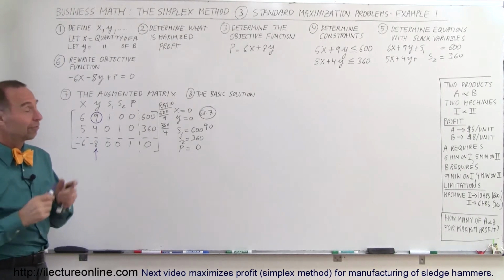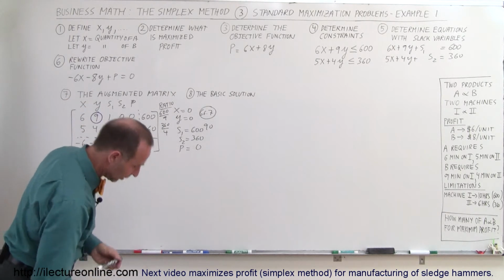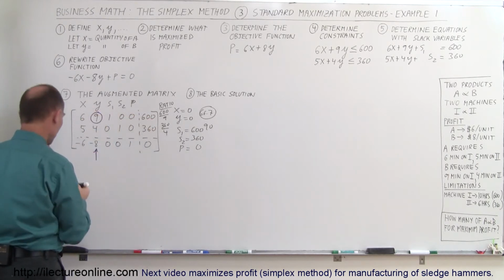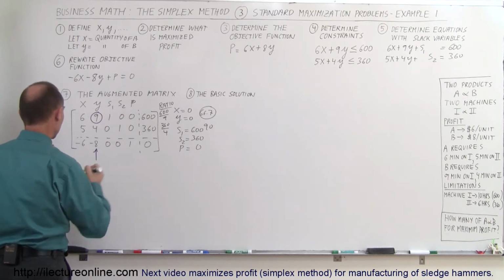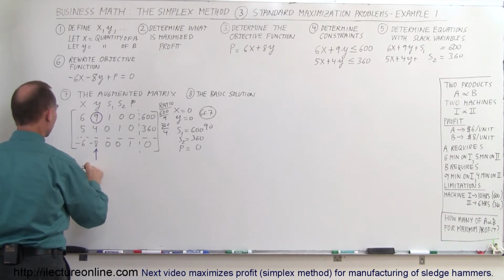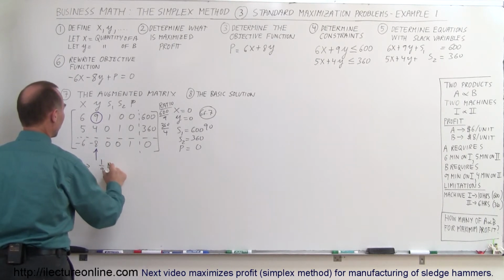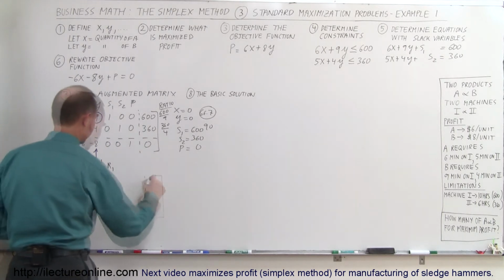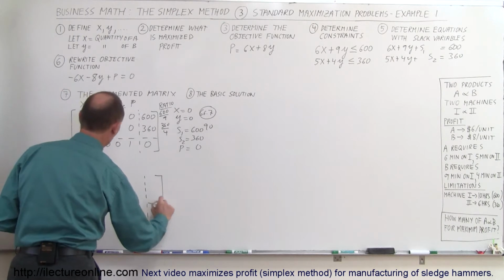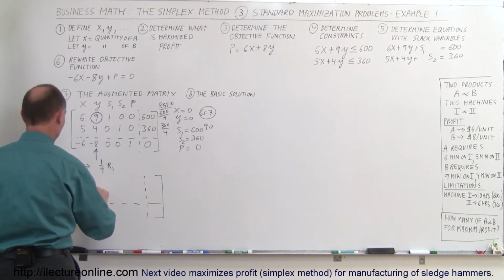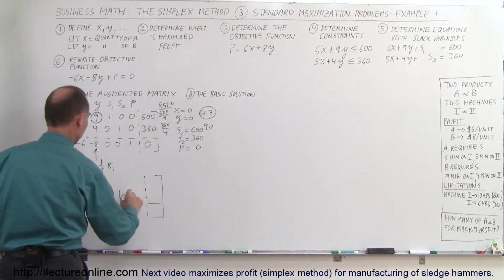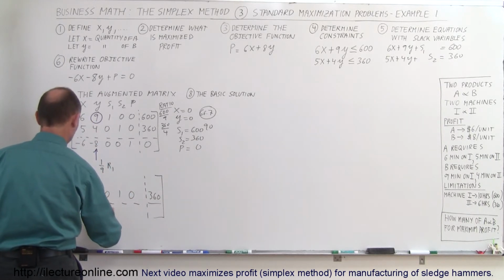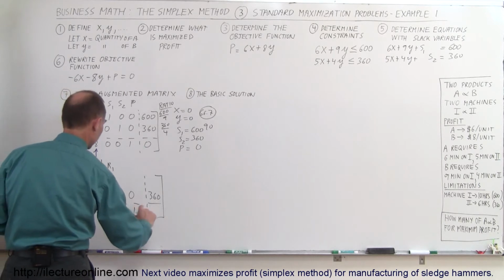Since it's not a 1, we have to first turn it into a 1. So our first thing we're going to do here is take this row and divide the whole row by 9 to make this into a 1 so we can pivot about it. So row 1 is now going to be replaced by 1/9 of row 1. Simply divide row 1 by 9. So if we do that, we get the following matrix. Notice that row 2 and row 3 do not change. We get a 5, a 4, a 0, a 1, a 0, and a 360. And then here we get -6, -8, 0, 0, 1, and 0.